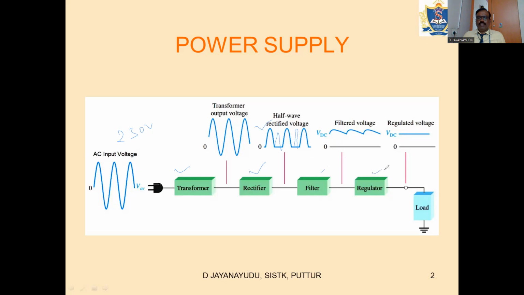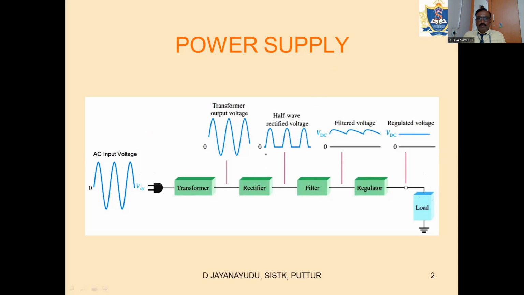Later we will be using a regulator. The regulator will convert this waveform into a pure DC where you have zero ripple. We won't have any ripple at the output of the regulator. That pure DC will be connected to the load to drive it. That is how we convert a pure AC, that is the line voltage, into a pure DC which can drive any electronic system. So this is the power supply.